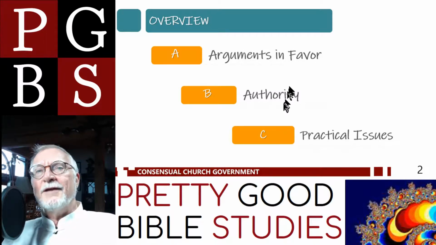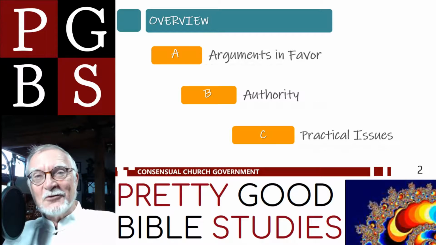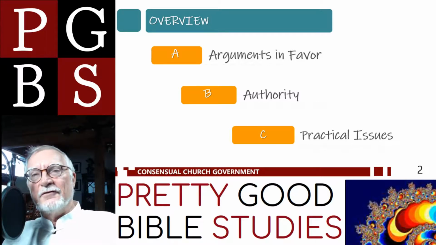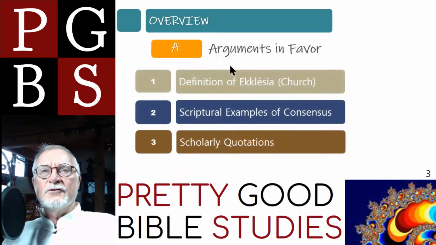Then we're going to look at, not in this video, but in future videos, the second video in this series, authority in the church, different places where you can put authority: democracy, oligarchy, autocracy, that kind of thing. And churches have gone for different types of church government, and we'll see the problems with that and why the consensual model is the best. And last of all, I'm going to look at practical issues when it comes to having a consensual form of church government. But that's for future videos. This video, I'm just going to look at arguments in favor of consensual church government.